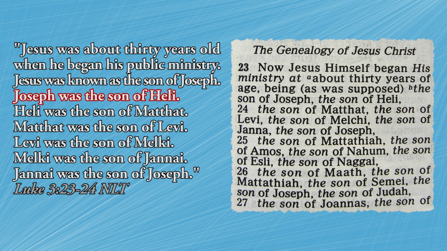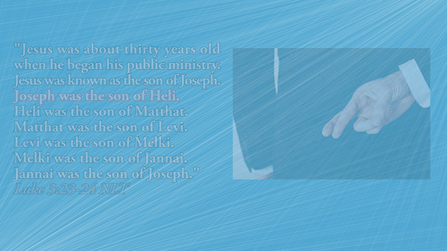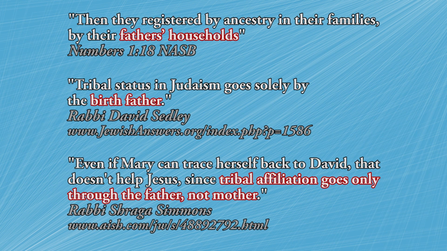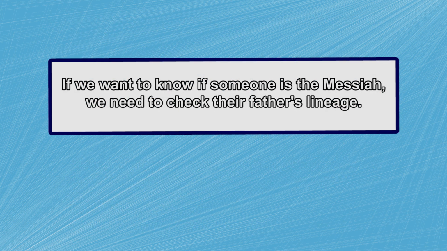One idea is that Luke meant to say that Joseph was the son-in-law of Heli. This does not hold up. Firstly, because the text does not say that. And secondly, Jewish genealogies go from father to son in order to preserve the tribe they came from. A Jewish man's children take on the tribe of their father, not their mother. So Mary's tribe is not important. If we want to know if someone is the Messiah, we need to check their father's lineage.